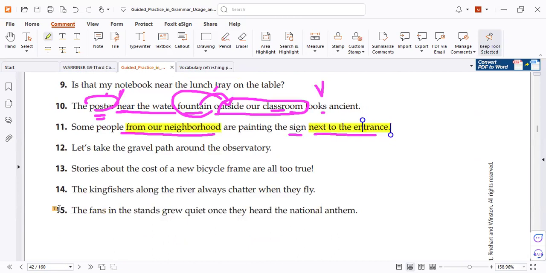Now we test you again. Where are the phrases in number 15? Once they heard the national anthem, it grew quiet. Yes, it starts from once. And what is the end? The end is the anthem.